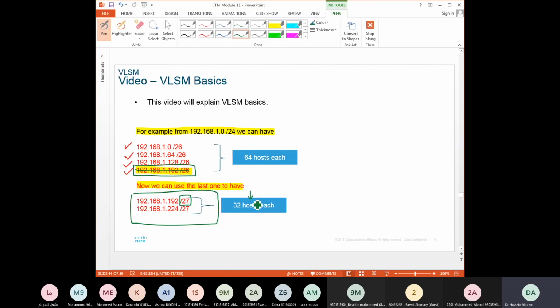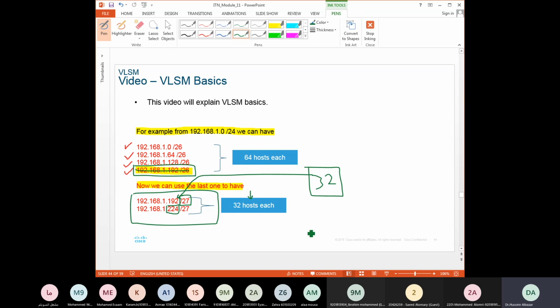So 32 plus 192, 224. So this is the main concept of VLSM. Subnets do not have to be equal size. We start from the larger and move to the smaller. So in this case, we can create different subnets with different sizes based on what? Based on the network requirements.